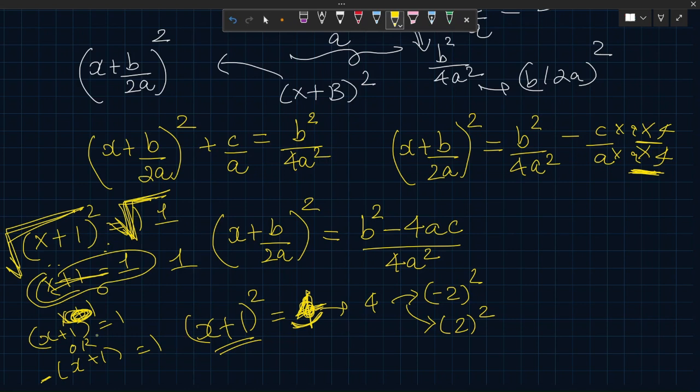Do you agree? Because 2 square is 4 and even minus 2 square is also 4. Sorry, minus 2 the whole square is also 4.